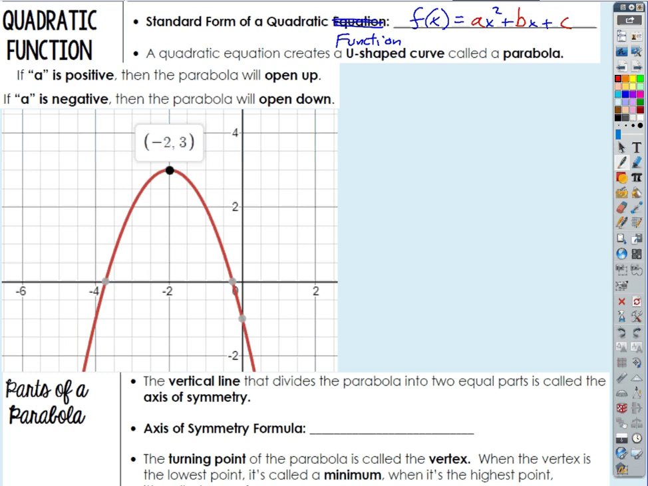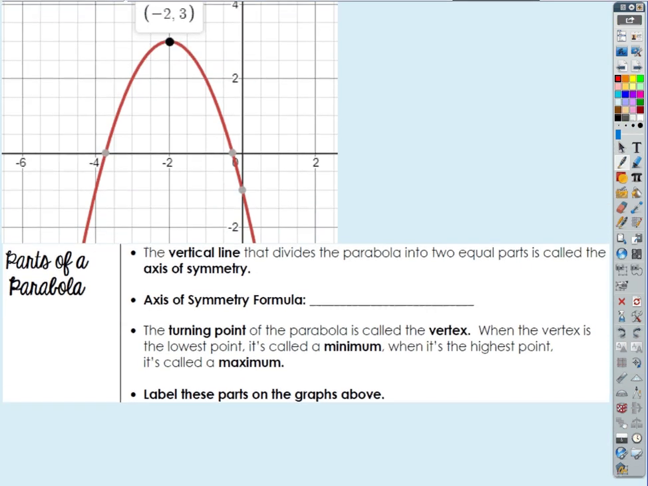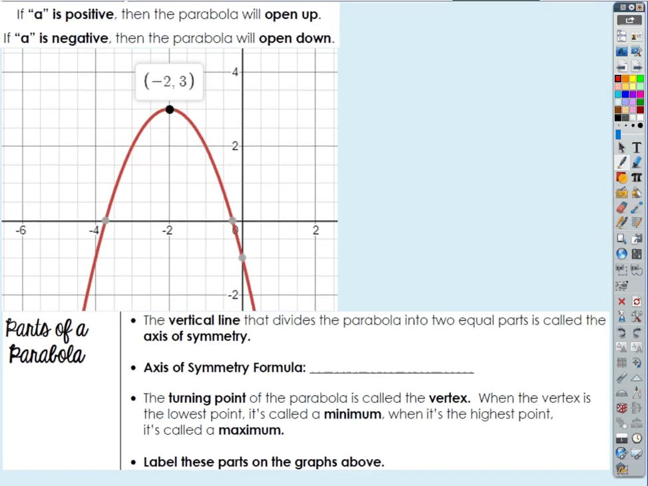Let's look at the anatomy of a parabola for just a second. This, what do you think? Has it got symmetry? Yes. What kind of symmetry? Bilateral line symmetry, right? So it's got line symmetry in the vertical line that we call the axis of symmetry, which is just a vertical line that goes through and splits the parabola evenly in two.